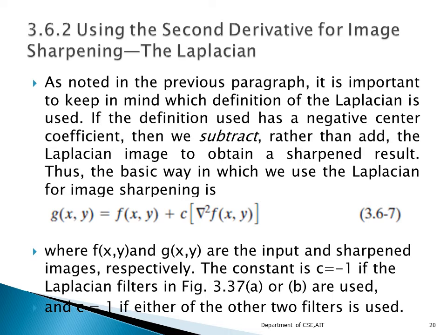They are the input and the sharpened images. Whenever we have f, we know that f is the input and g is the output. So g is the sharpened image, and f of xy is the input image. The constant c here will be considered minus 1 if I am going for a Laplacian filter of a or b, that means the center has a positive value... The constant will be equal to 1 if the two filters c and d are used here.